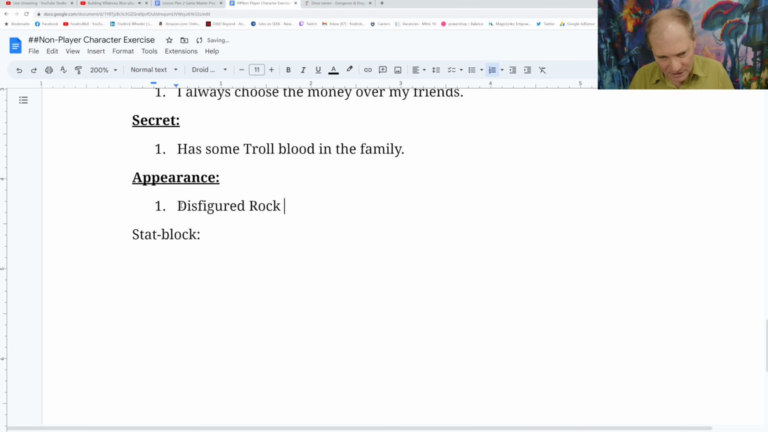I'm not going to say rock gnome. I'm just going to say disfigured body. There's something about their body. They're disfigured. Okay.